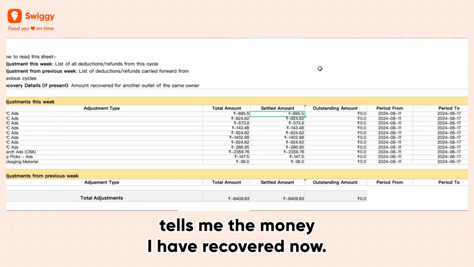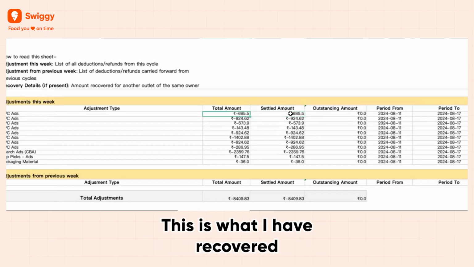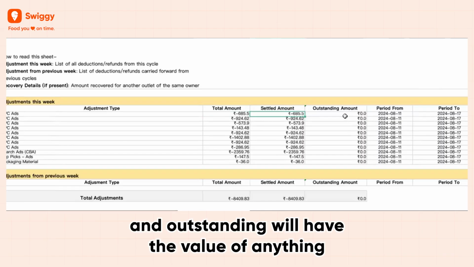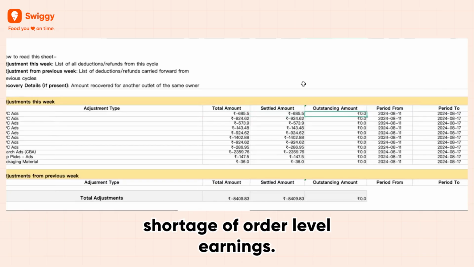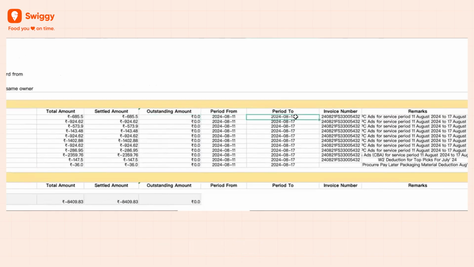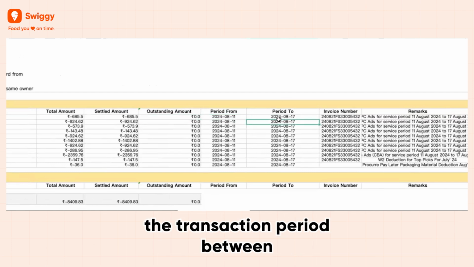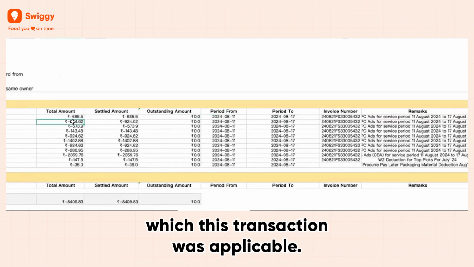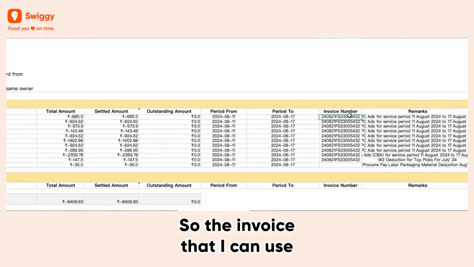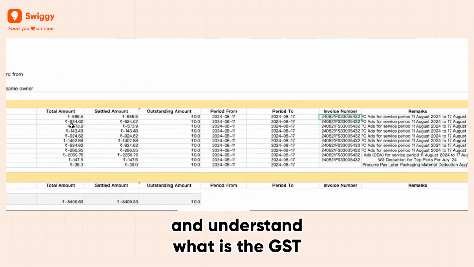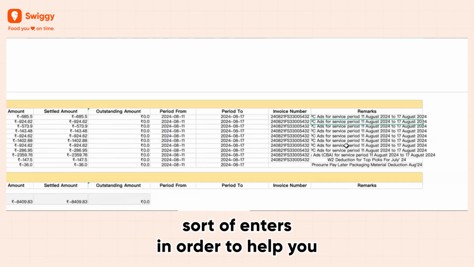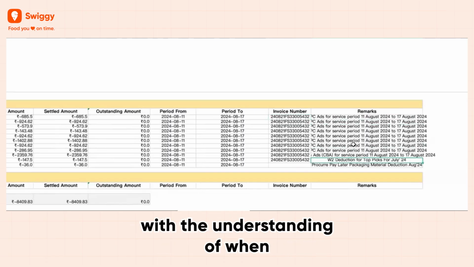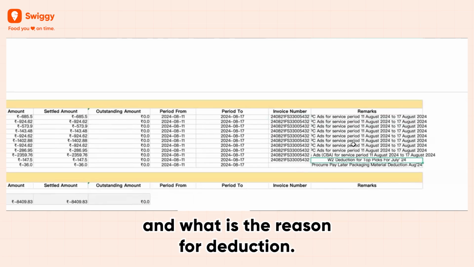Settled amount tells me the money I have recovered now. So this is what is to be billed, and this is what I have recovered. And outstanding will have the value of anything that I have not been able to recover due to shortage of order level earnings. Then I see the period from and period to, which essentially tells me the transaction period between which this transaction was applicable. And then the invoice number, the invoice that I can use to go and backtrack and understand the GST split of this particular transaction. And then there's a remark section which our team enters to help you understand what this transaction stands for and the reason for deduction.